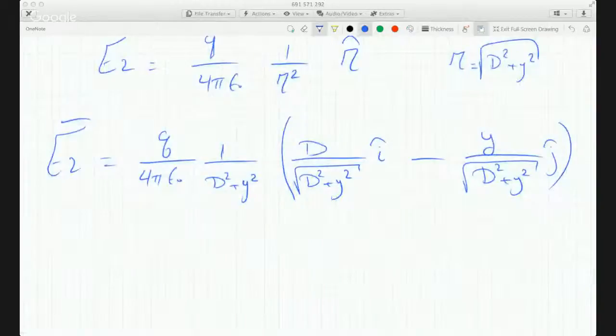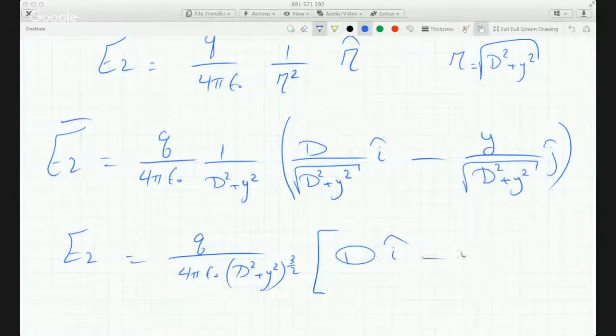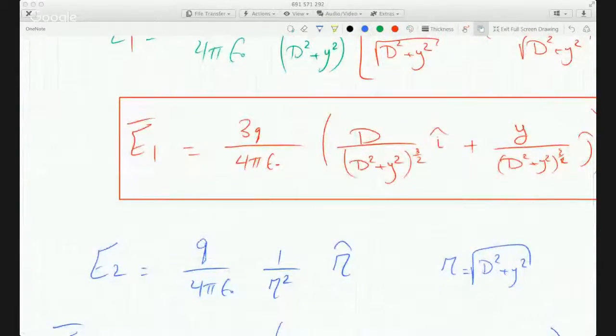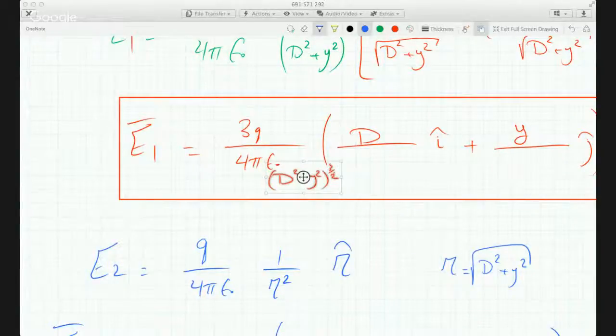So now you can just factor this out. So you get q over 4 pi epsilon times d squared plus y squared to the 3/2, and you have inside left di minus yj plus 0k. And on top here, I could have factored out this as well. Let me factor it out, or I could just drag it here outside. I'm not going to be able to fit it. Let me just rewrite it.